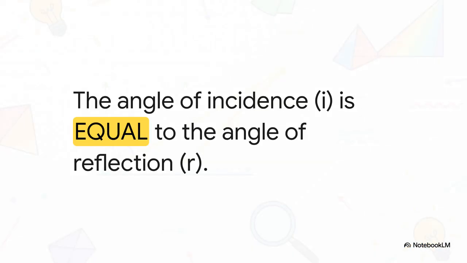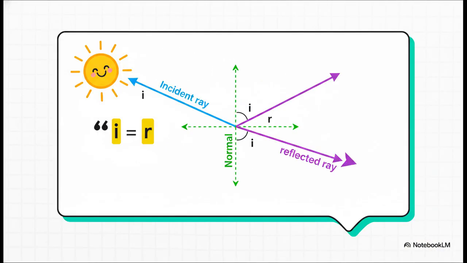And here it is, rule number one. The angle of incidence is always equal to the angle of reflection. In other words, the angle the light comes in at is a perfect match for the angle it leaves at, every single time. We can boil this whole law down to just 3 letters. I equals R. That's it. I mean, how elegant is that? It's one of the simplest and most powerful rules in all of physics.